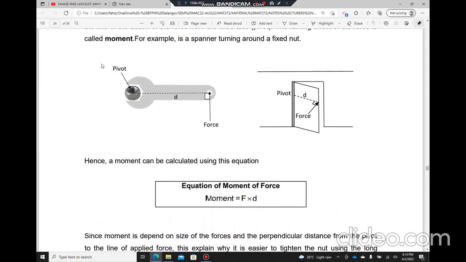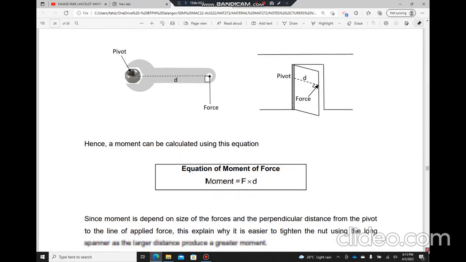For example, this one. Contohnya spanner kat sini. Kalau dia ke sini, sama ada awak tolak dia ke bawah, so this one is clockwise or this one. Kat sini dia akan jadi anti-clockwise. So yang itulah maknanya arah kepada moment ni kita just based on clockwise or anti-clockwise.